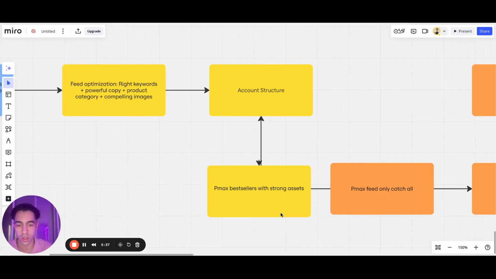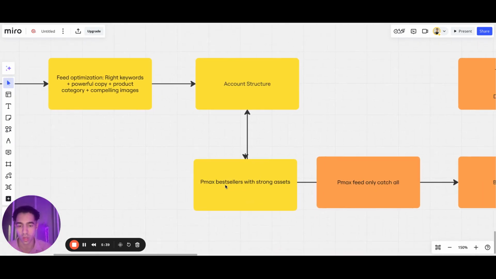So this is what we typically like to do, right? Number one, a PMax bestsellers campaign with assets. This, again, is one of the most revenue generating campaigns in e-commerce, right? You want to really direct the majority of the spend towards bestsellers, and you want to use your best performing assets either on Meta or TikTok. Again, assets are crucial, guys, and that's where you should spend a lot of time testing.